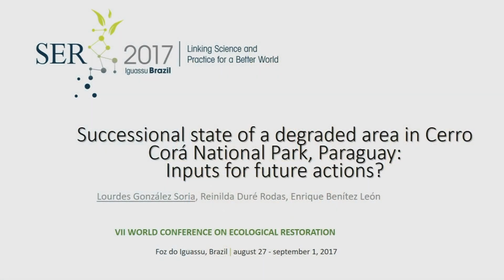Ok, el caso de estudio es Successional State of a Degraded Area in Cerro Cora National Park in Paraguay, Inputs for Future Actions.